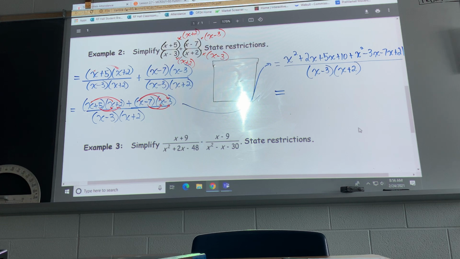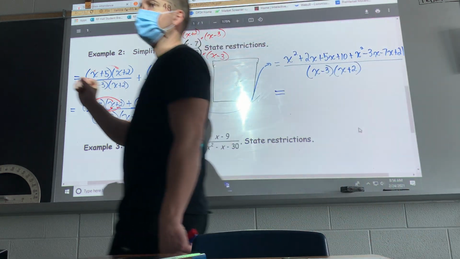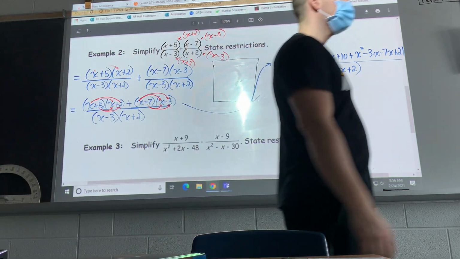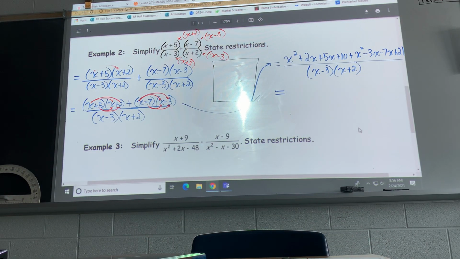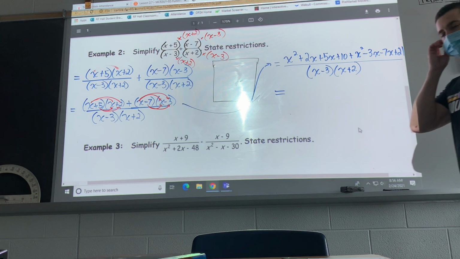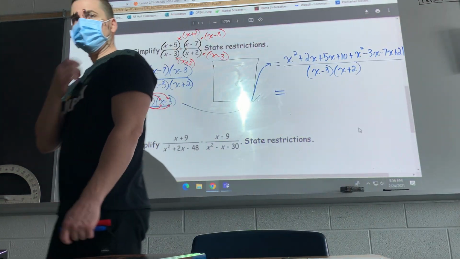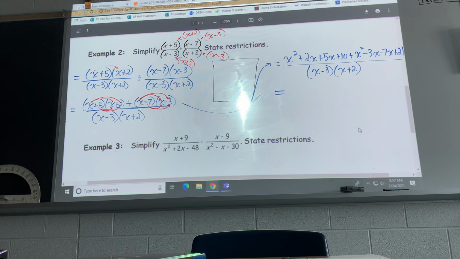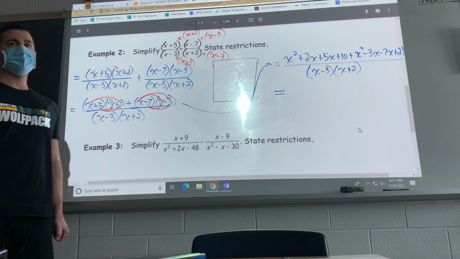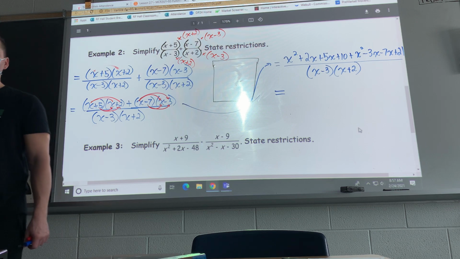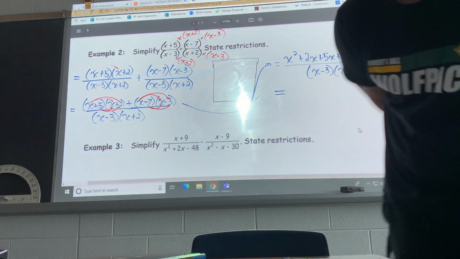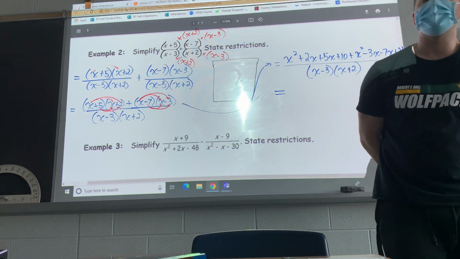I should have put that last step, expand the numerator and simplify. So if you want to add into that fourth step, expand the numerator and simplify it. So Isaiah, no, we don't expand the denominator. Leave it as it is.